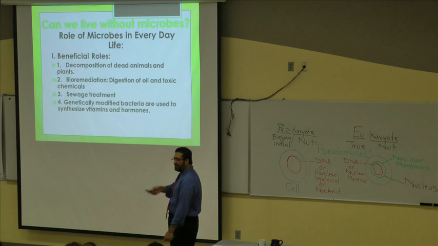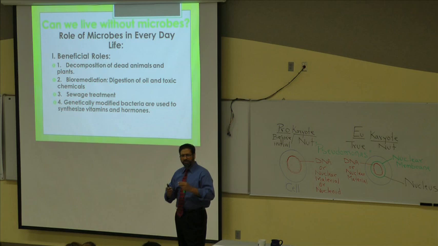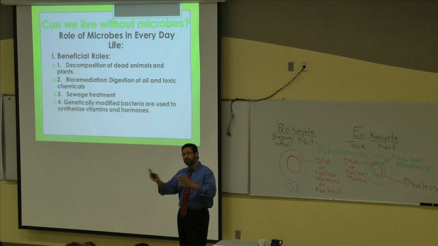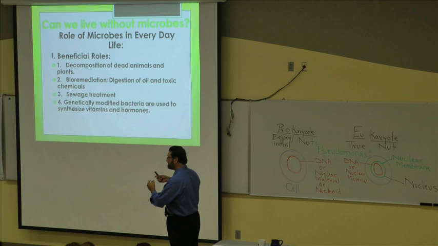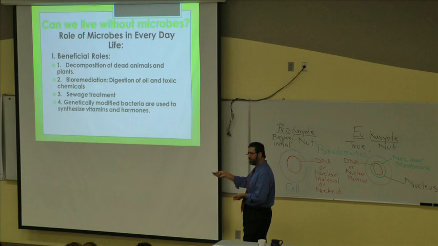Because bacteria grow much faster than human cells do, for example, E. coli, a very common bacteria. Its generation time is about 20 to 30 minutes. If you have 1 million E. coli now, in about 20 to 30 minutes, you'll have 2 million. So if you want to make vitamins or hormones, you take the gene from humans, you can insert it in bacteria. That's what scientists are doing. They're taking the genes and inserting them in bacteria to produce vitamins and hormones much faster.